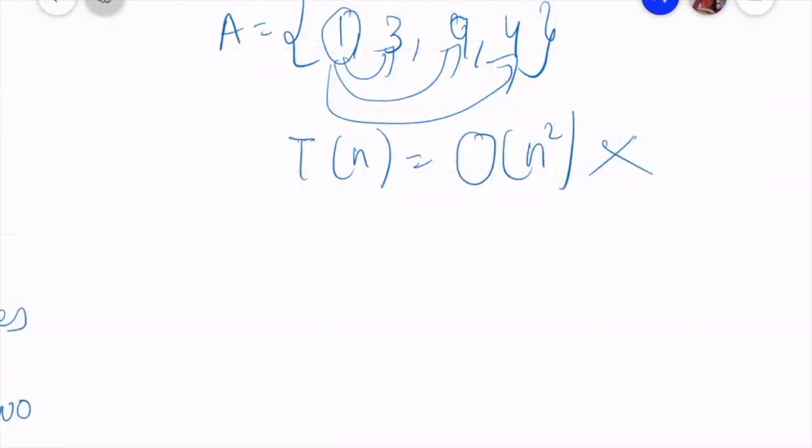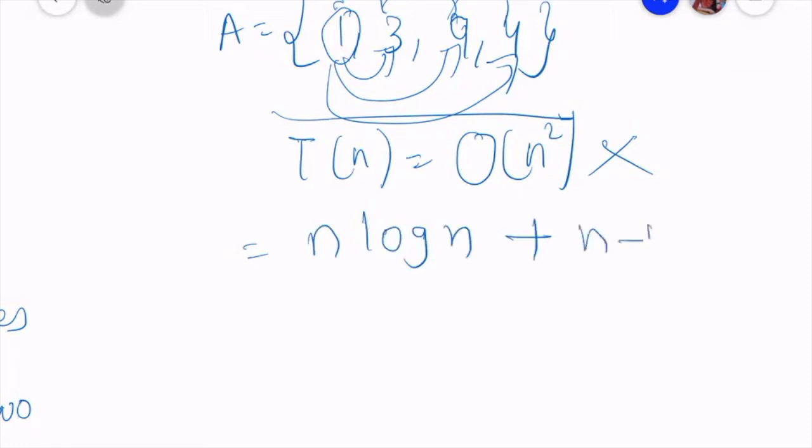Another approach to solve this problem is, first we sort all the elements, and then we compare the adjacent elements. Sorting takes around n log n time, and the adjacent comparison takes n minus 1 comparisons. So finally, the time complexity for this method will be big O of n log n.